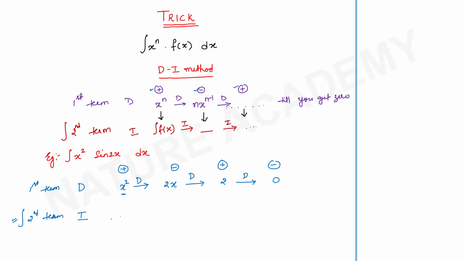So integration of sine 2x will be minus cos 2x by 2. Now again I will integrate this. Actually, cos 2x integration is sine 2x. We have a minus sign here, so it will be minus sine 2x by 2 into 2.